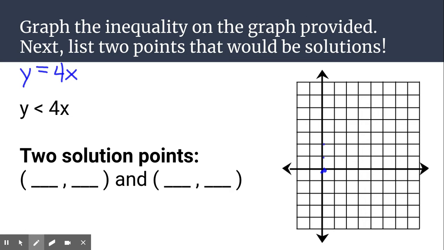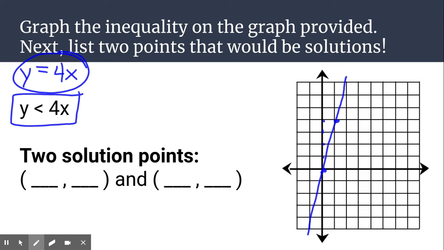So I'm going to go up 1, 2, 3, 4, and over 1, and I'm going to put my point in. And now I'm going to draw a line through those 2 points. Something like that. Now, this is the line y equals 4x, but I don't want that. What I really want is y is less than 4x.